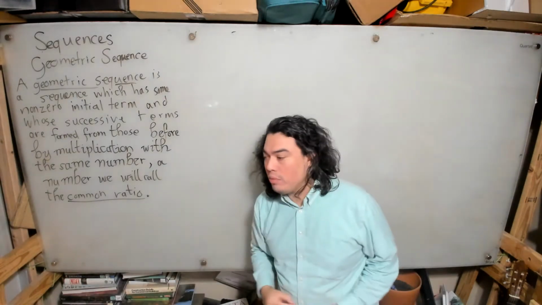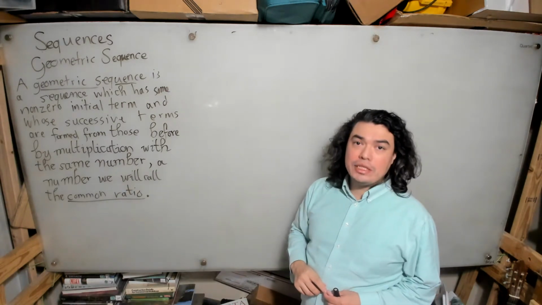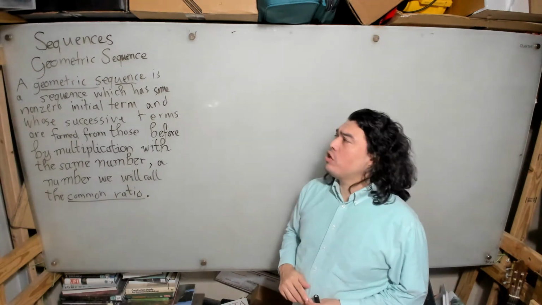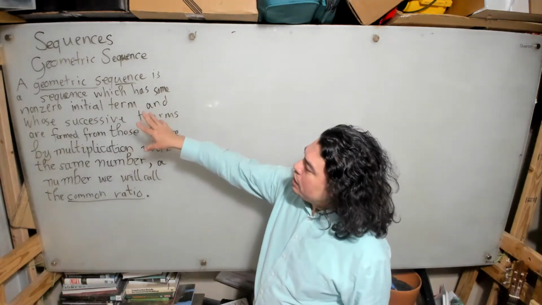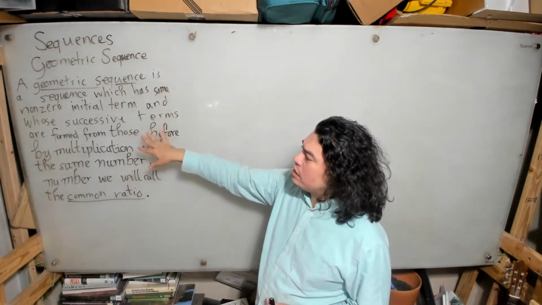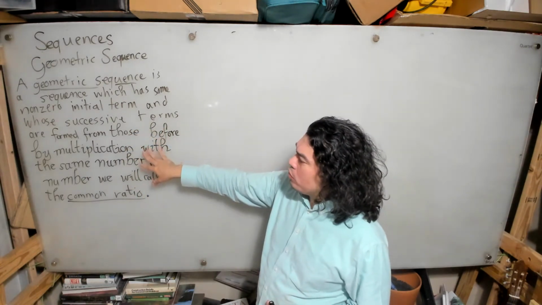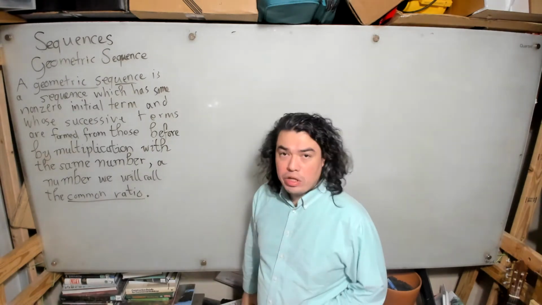Hello, ladies and gentlemen. So now I want to talk to you about geometric sequences, and in this first video, I'm going to give a very brief introduction to what they are. Okay. So a geometric sequence is a sequence which has some non-zero initial term, and whose successive terms are formed from those before by multiplication with the same number, a number we will call the common ratio.